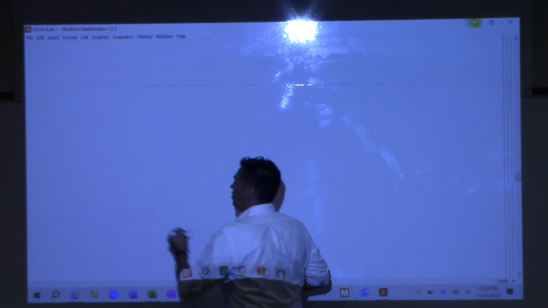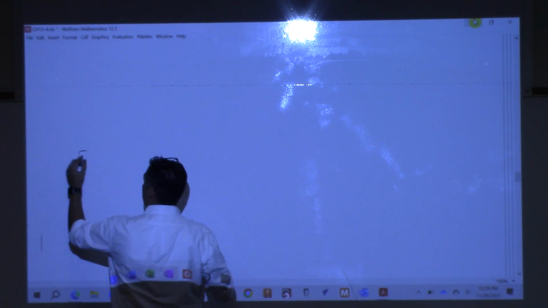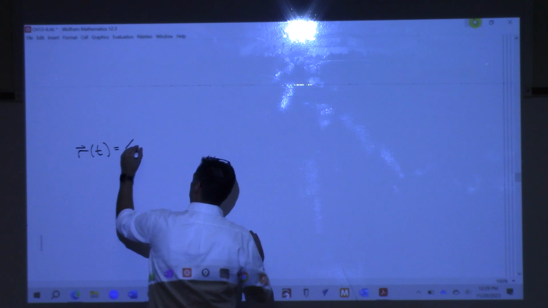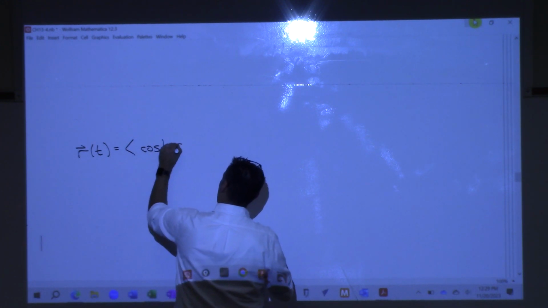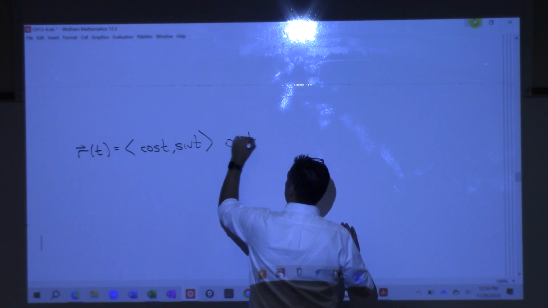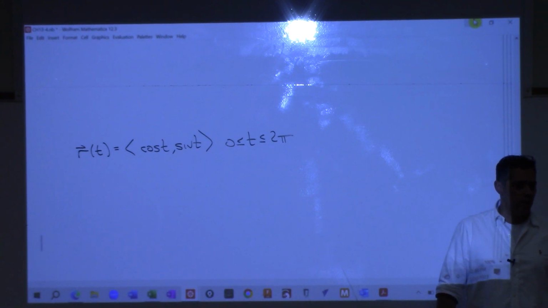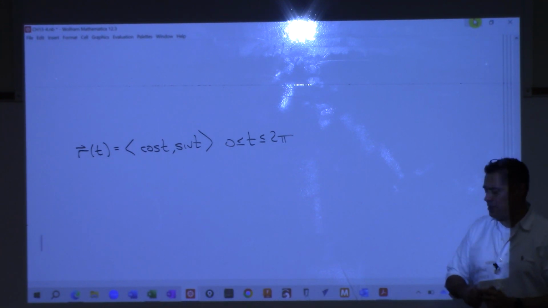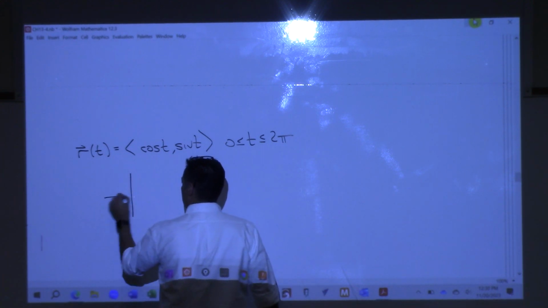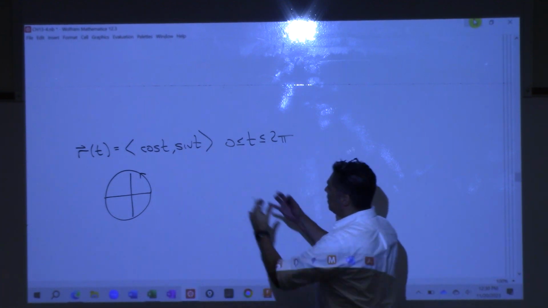So remember this, that if I write R of t equals, let's go back to this form, cosine t, sine t, t between 0 and 2 pi. What does this draw me? A circle, a curve, right? A curve in two-dimensional space. So it draws me this curve like this, and it actually goes like that. But that's what that is, right?